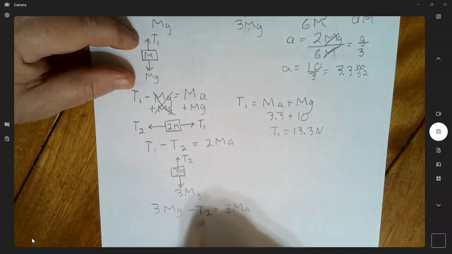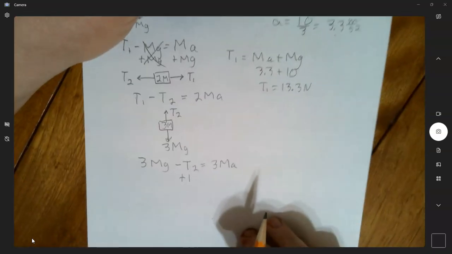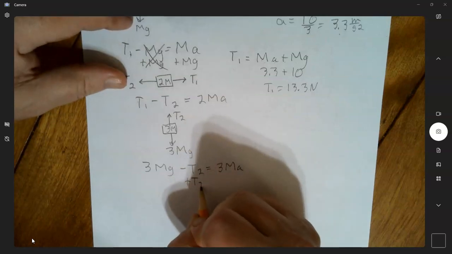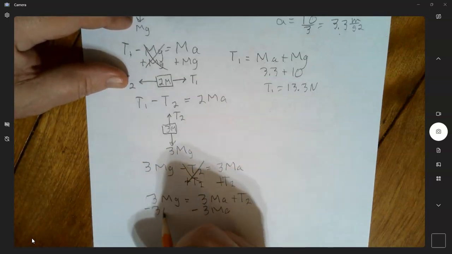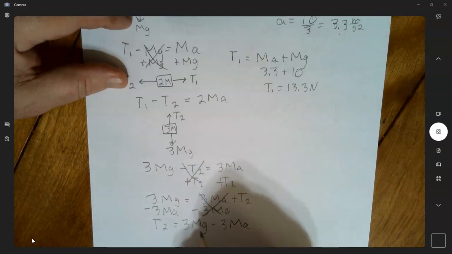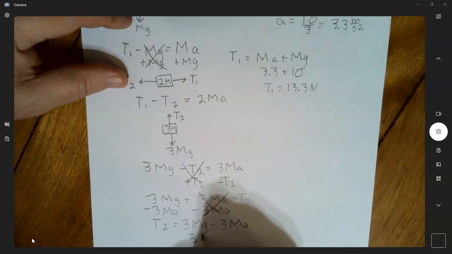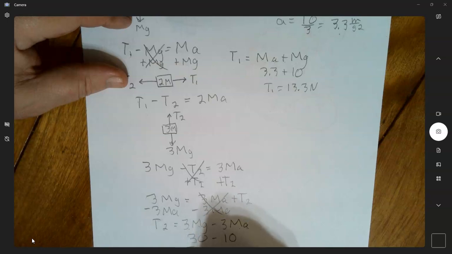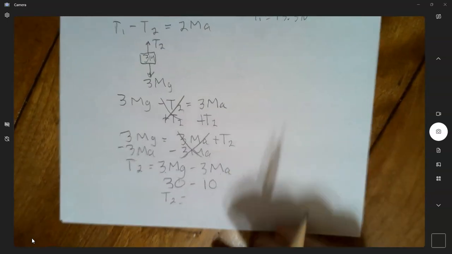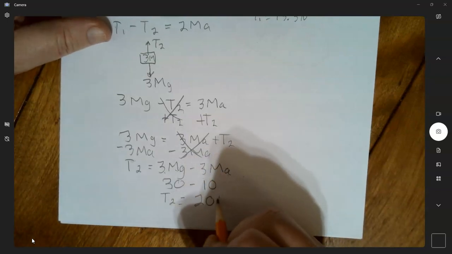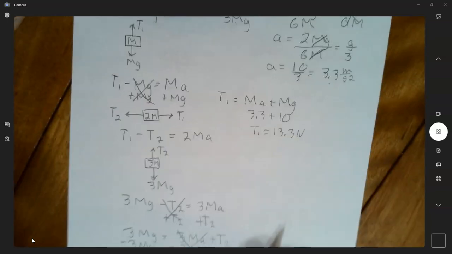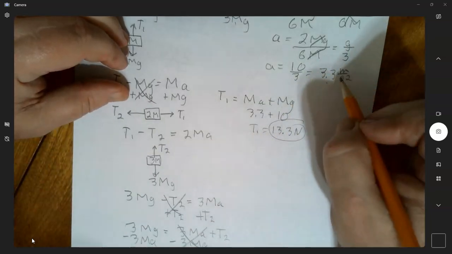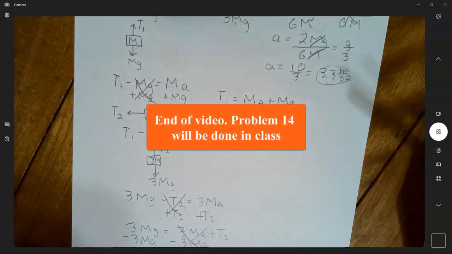Okay, T2, we come down here, add T2 to both sides, subtract. Okay, there you go. So T2 is 3 times 1 times 10 is 30, minus 3 times 1 in acceleration is 3.3, so that's 10. So T2 is going to equal 30 minus 10, which is 20 newtons. We have 20 newtons for T2, 13.3 for T1, and 3.3 is the acceleration.